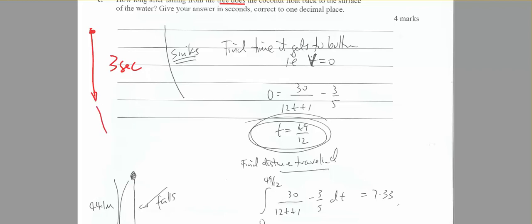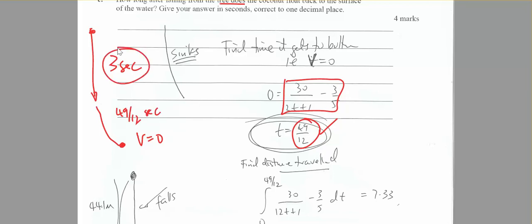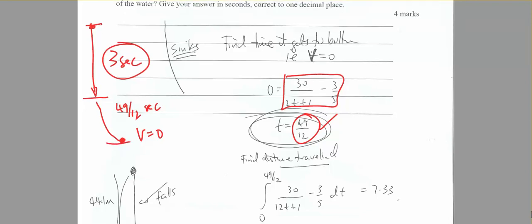Then it sinks to the bottom. I know when we'll get to the bottom, because we'll get to the bottom when the velocity is 0. So I set this equal to 0, and I solve for T, and I know that's 49 on 12. So that's 49 on 12 seconds. So 3 seconds for it to fall from the tree to the water, 49 on 12 for it to sink to the bottom.